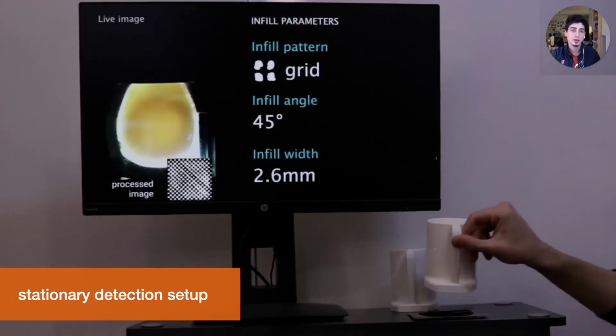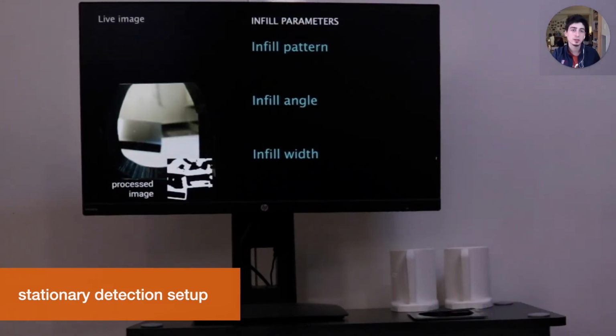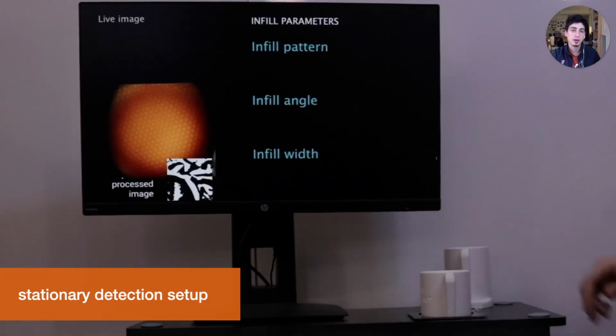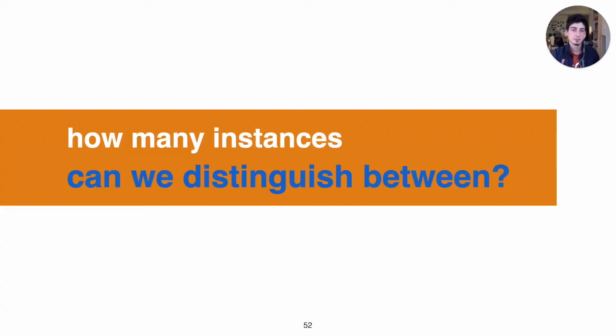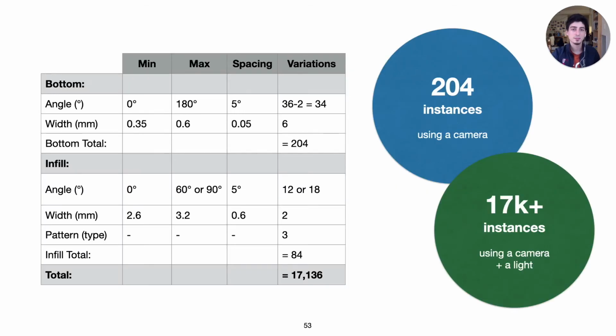As you see, we can distinguish between different instances of the same 3D model that otherwise look similar. Now, one important question we need to answer is, how many instances can we distinguish between using this technique? Before I dive into the details, here I would like to show the final results briefly.